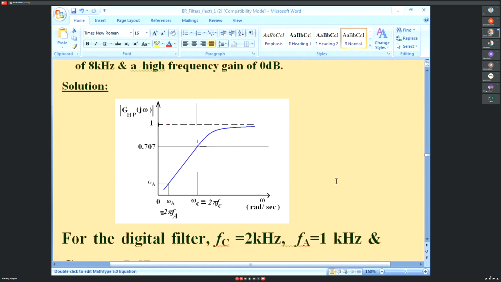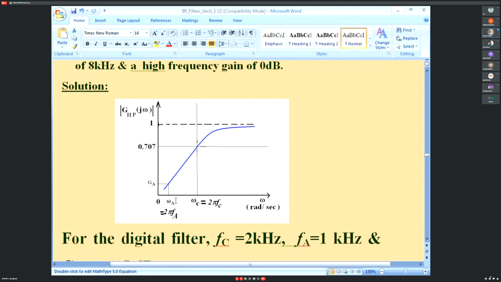So this is the nature of the amplitude response of the high pass Butterworth filter. So this is omega c, the cutoff frequency, and at some other frequency omega a, the minimum attenuation value has been specified, so that value can be considered as the desired gain GA at that frequency omega A.